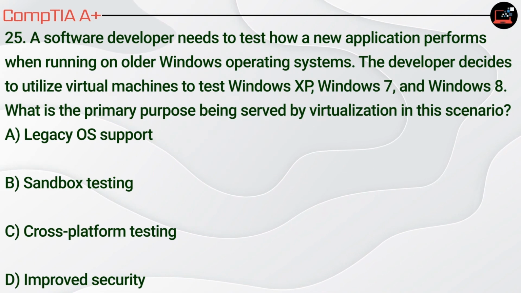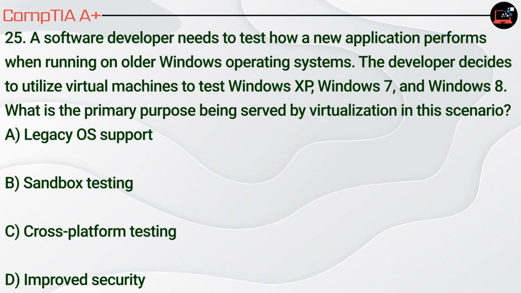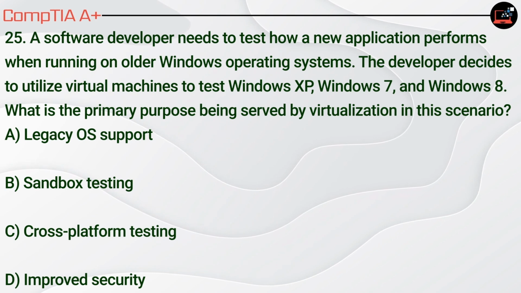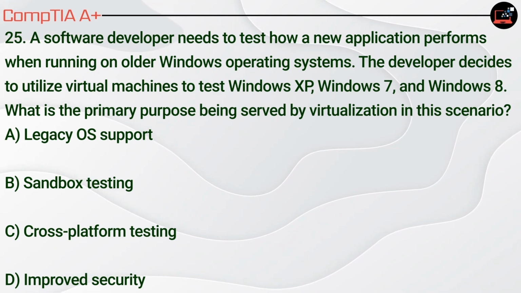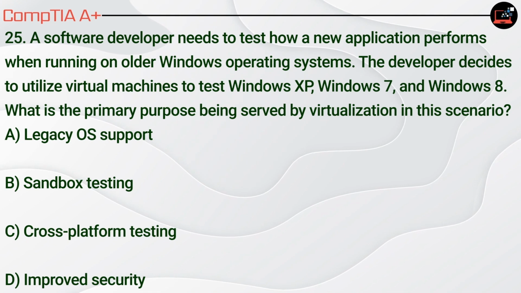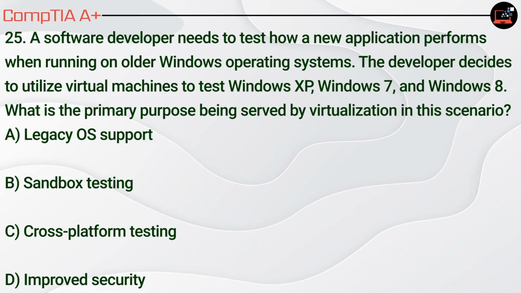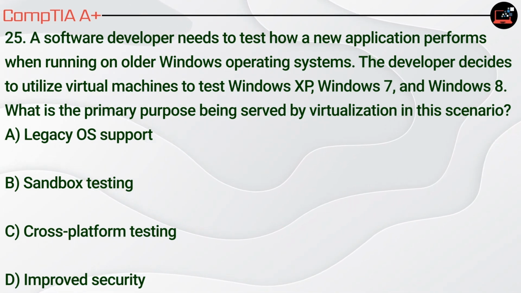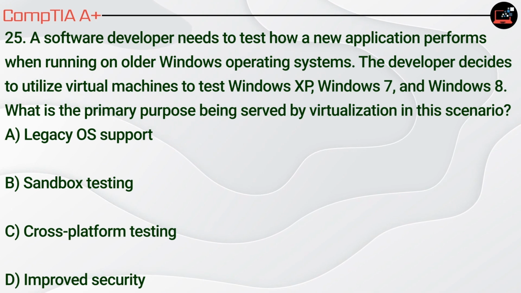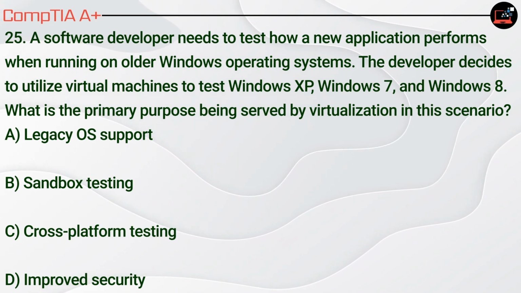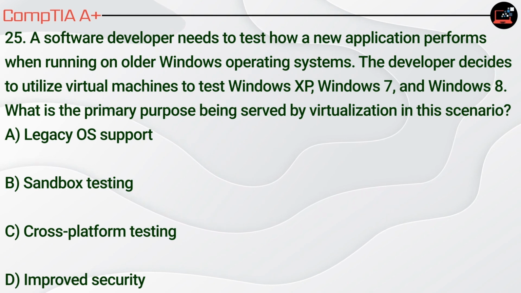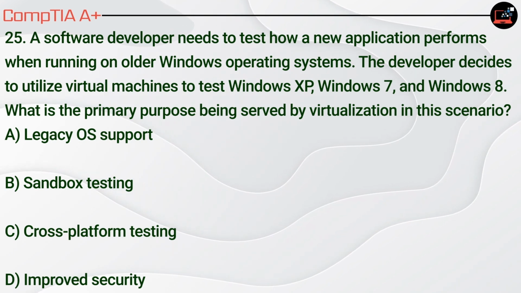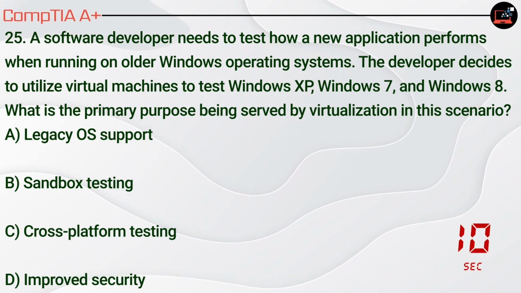25. A software developer needs to test how a new application performs when running on older Windows operating systems. The developer decides to utilize virtual machines to test Windows XP, Windows 7, and Windows 8. What is the primary purpose being served by virtualization in this scenario? A, legacy OS support. B, sandbox testing. C, cross-platform testing. D, improved security.